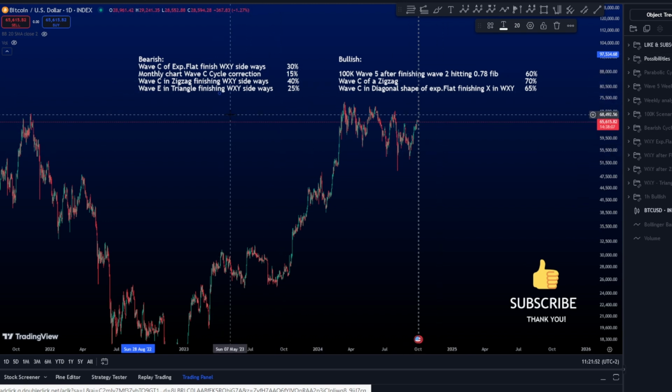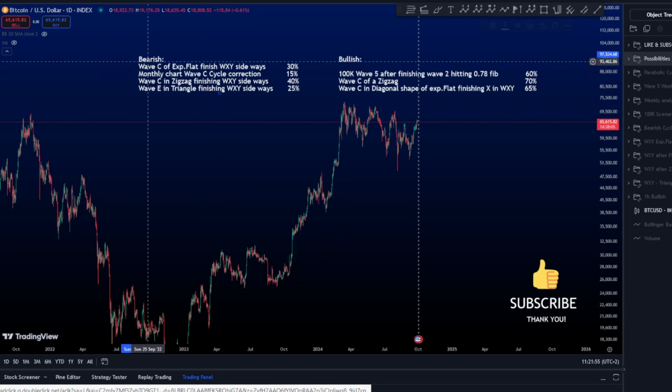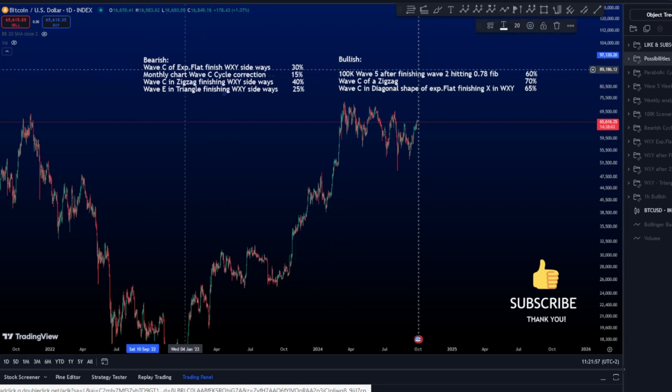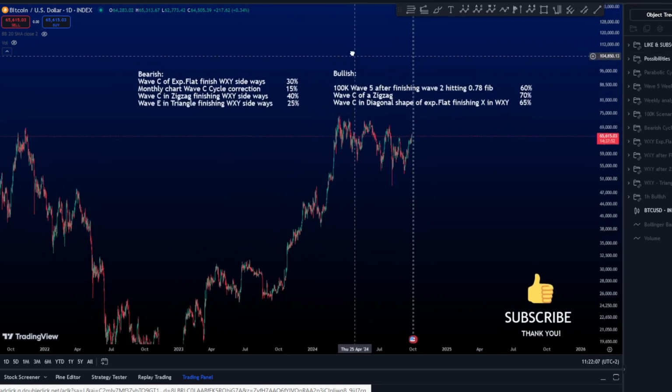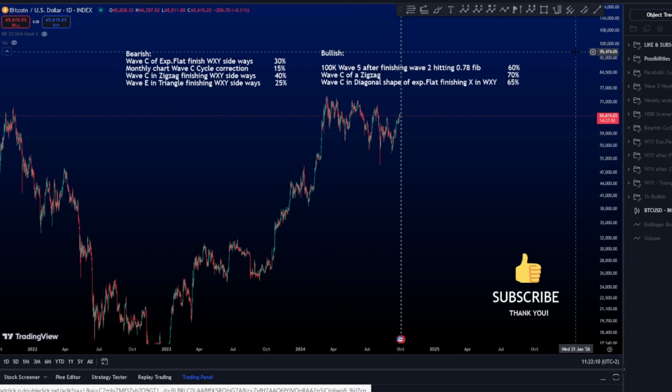So with the deep analysis for this week, of course we have some changes here. We have some additional scenarios. We have some scenarios which are gone. And we're gonna see, of course, both scenarios between the bullish and the bearish one. So let's see what's gonna happen.